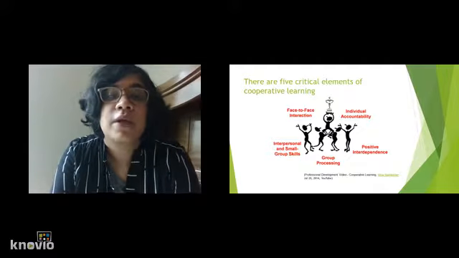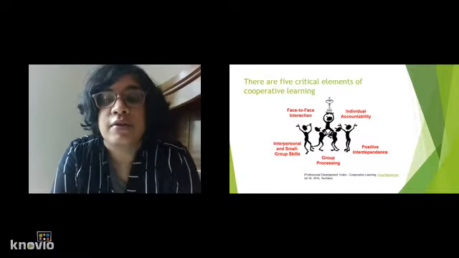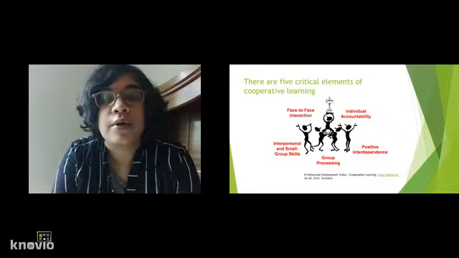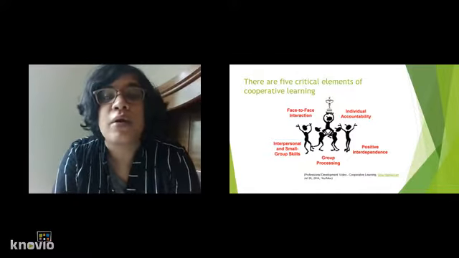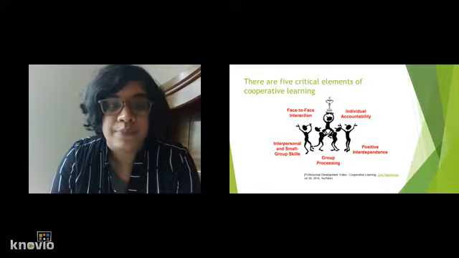Face-to-face interaction. With face-to-face interaction, students promote each other's success by sharing resources. They help, support, encourage, and praise each other's efforts to learn. Both academic and personal support are part of this mutual goal. This is a key element to support ELLs with language skills.